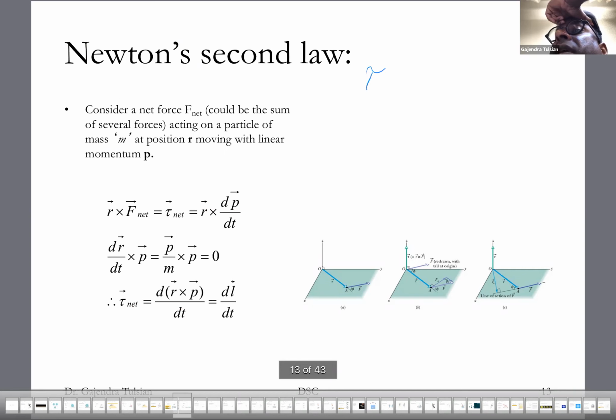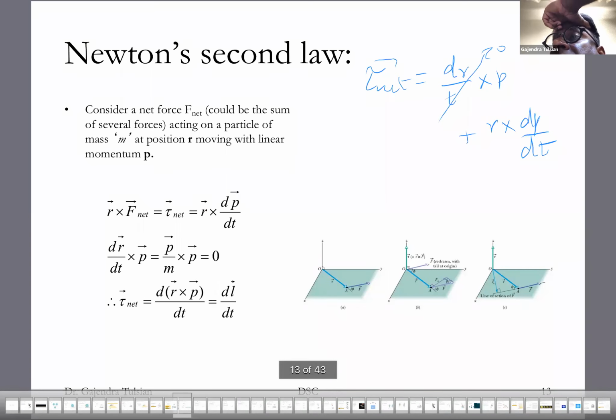So what that equation is telling you is that the net torque, from the chain rule, is dr/dt cross p plus r cross dp/dt. Except that this first term is 0, and this is that term. So the net torque is equal to the rate of change of r cross p, and that is angular momentum, L. So the slide has shown you that the net torque is equal to the rate of change of angular momentum. So that's Newton's second law for rotational motion.